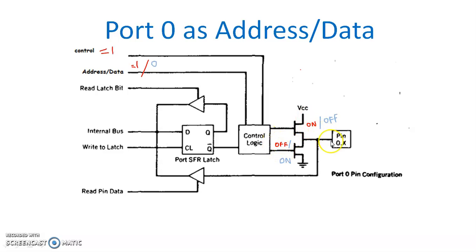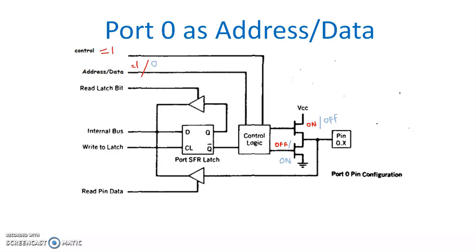Since this is turned on, the P0 pin will get the value of VCC, because the transistor is shorted. So the address bit is 1, and here also the value 1 is being generated. Now if the address or data value is 0, then the lower transistor turns on and the upper one turns off. When this is on, the pin is connected to ground, so pin P0.x will read the value as 0.